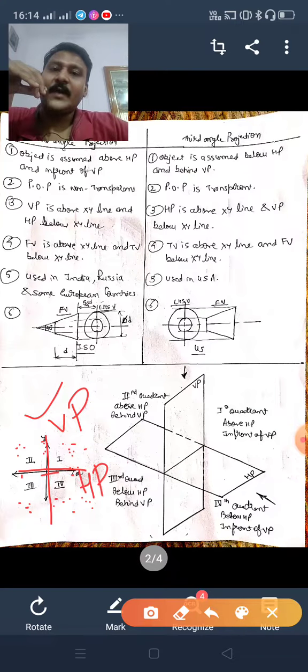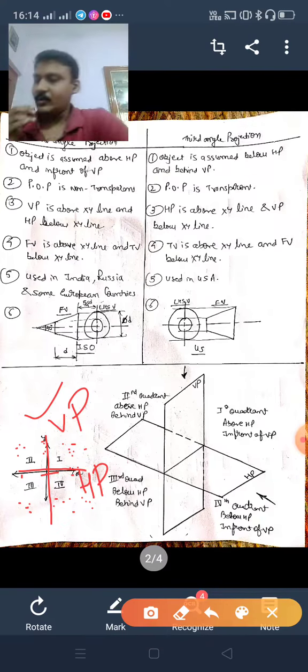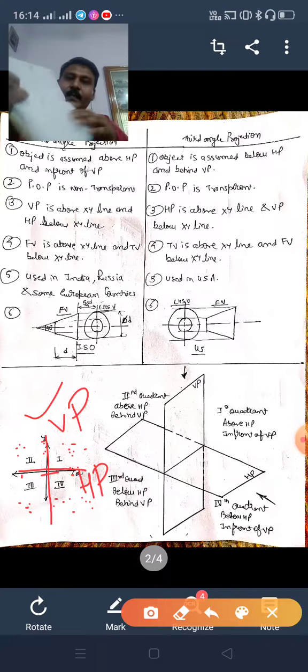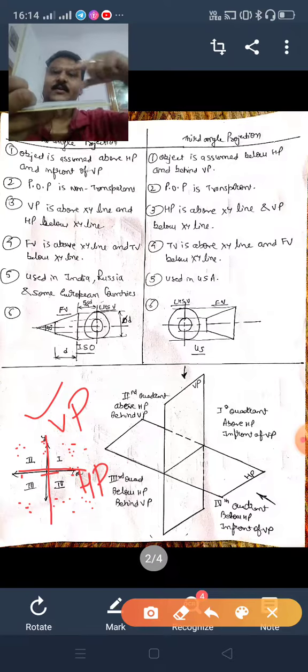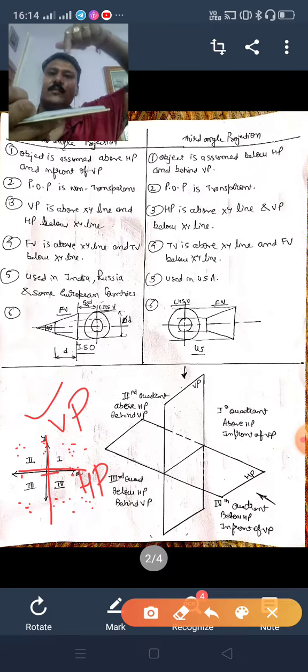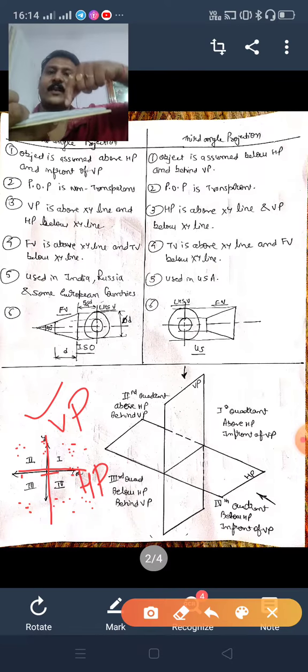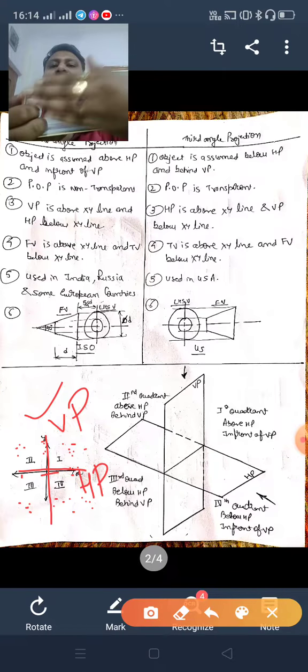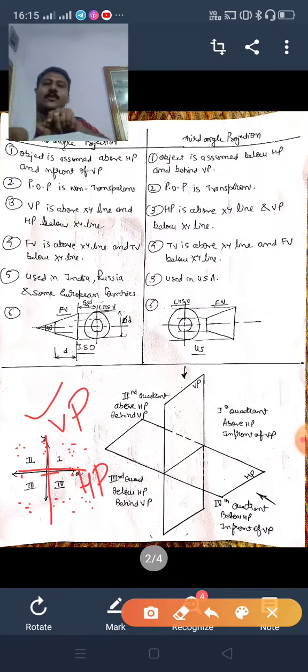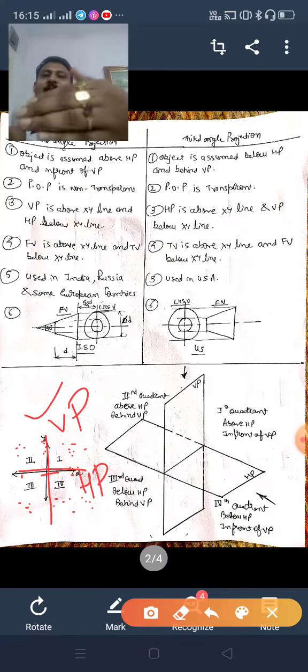And the profile plane is another plane where we can draw the side view. In the vertical plane we will draw the front view, and in the horizontal plane we will draw the top view. This you all know. See, this is the horizontal plane, this is the vertical plane. From the front you are seeing, so the front view is always visible in the vertical plane. From the top you are seeing, so the top view is always visible in the horizontal plane. And here there is one more plane, this side, which is called the profile plane. If you look from here, you see the side view in the profile plane.